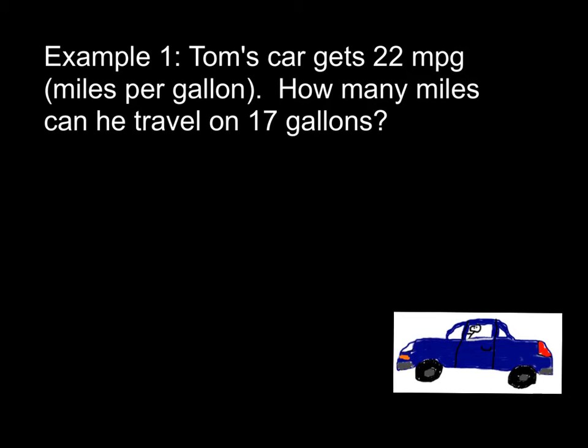Let's start by writing what we already know. Tom can get 22 miles on 1 gallon of fuel. This is a ratio. It's a rate. In fact, it's a unit rate because its denominator is 1 gallon. We can use that unit rate to find out how far Tom can get on 17 gallons by simply creating a proportion.